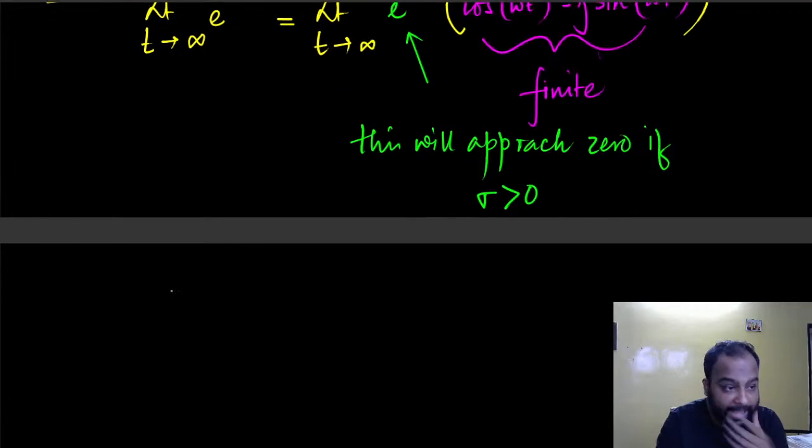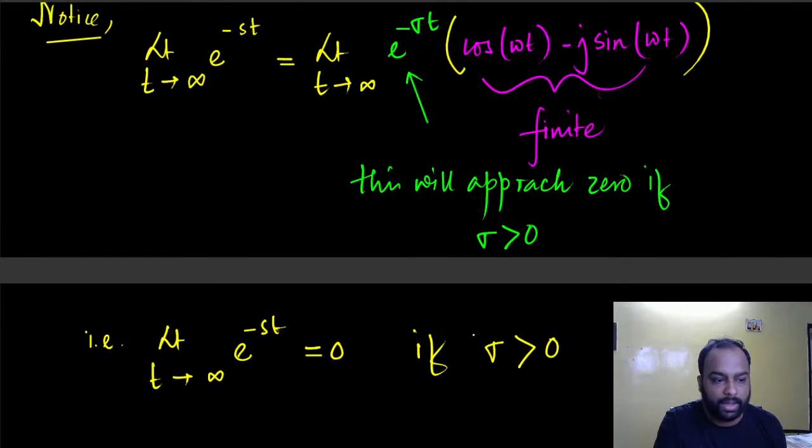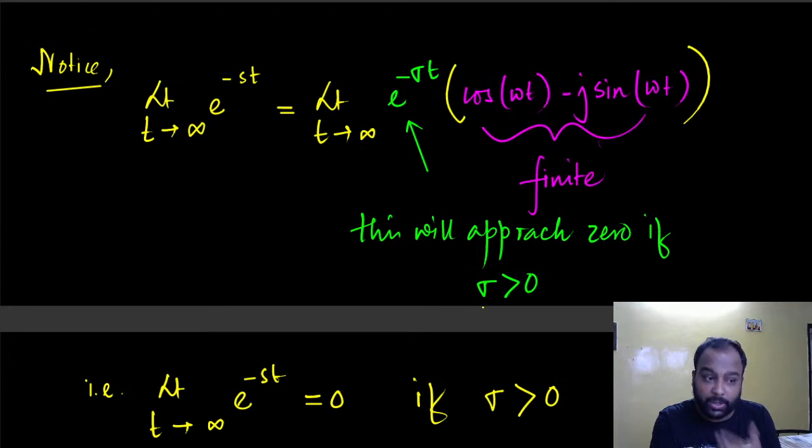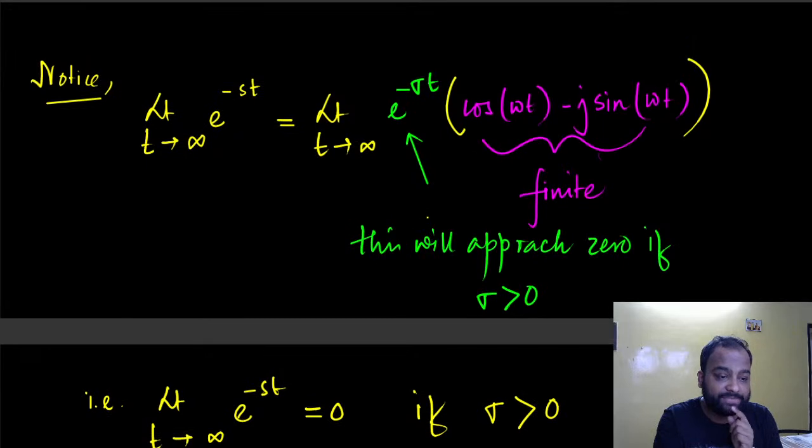So I can now say that our conclusion is that the limit we are calculating, the limit as t tends to infinity of e to the power minus st, would be 0 if sigma is greater than 0, right? But if sigma is less than 0, then this is not infinity. So look very carefully at what happens if sigma is less than 0.